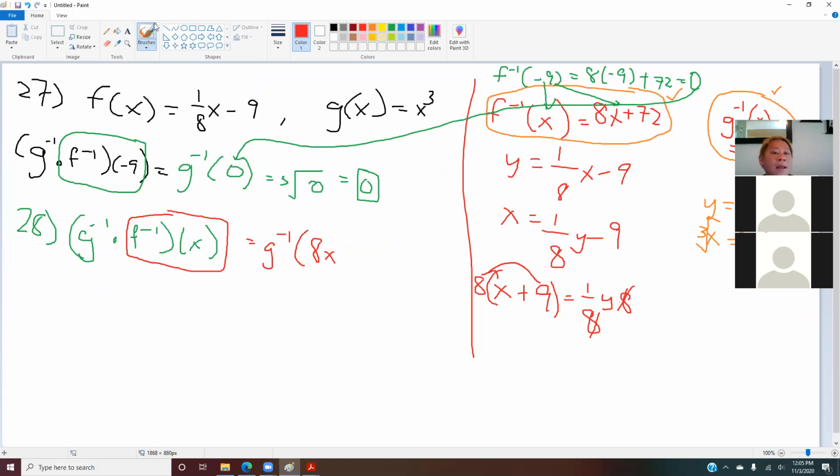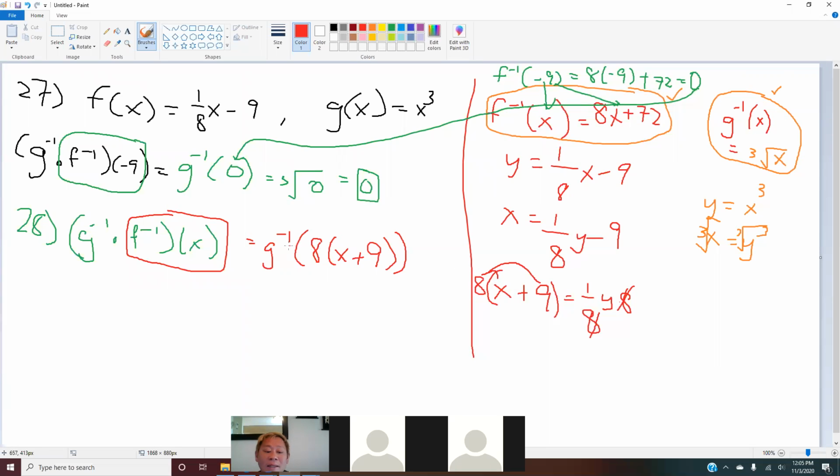Let me just redo this. I'm going to put this back in factored form, 8x plus 9, because you will see later on what's going on. So I just factor out the 8, so it becomes x plus 9. So what happened is that I do the inverse of f, which is this one. And then after that, I will plug this cube root of x in here, because that is the G inverse. So in this case, it will be a cube root of x, but our x in this case will be replaced by 8x plus 9.